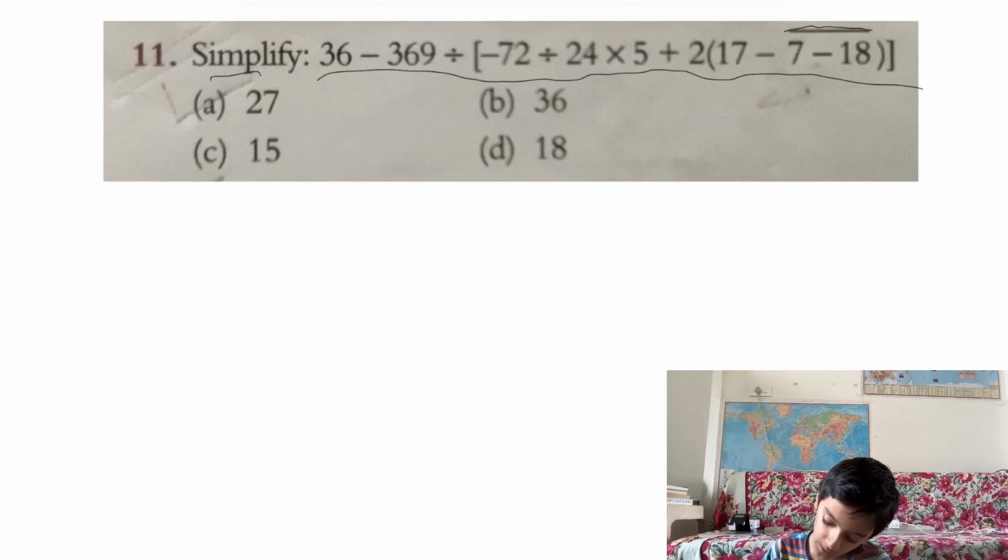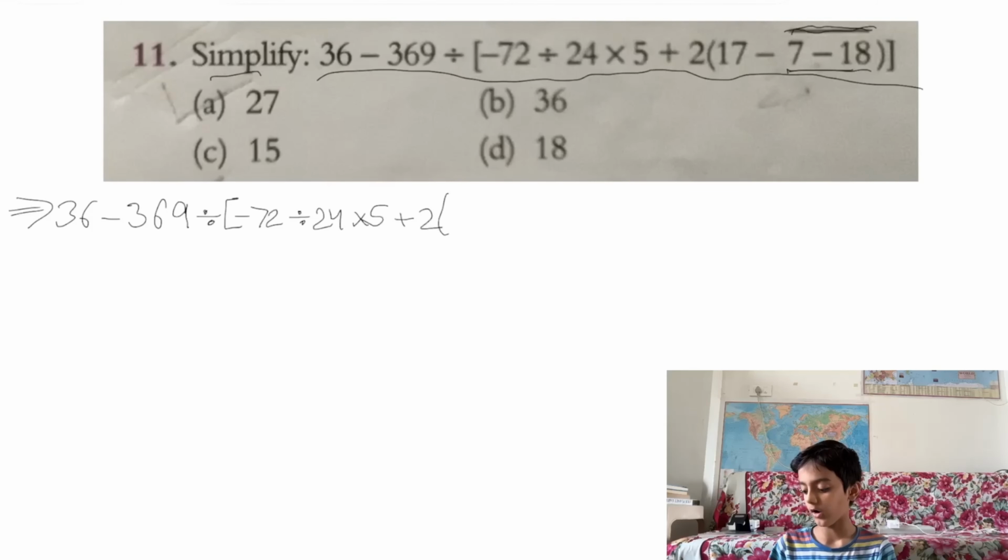And the second thing is when there is a bar over two numbers, that means we have to first solve these two numbers. So here the bar is placed over 7 minus 18. So that means first of all in this expression we have to solve 7 minus 18. Then we will solve other things according to BODMAS. So let's start solving this question.